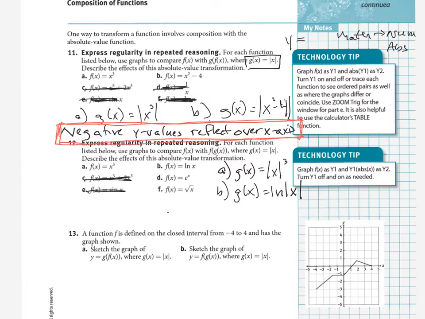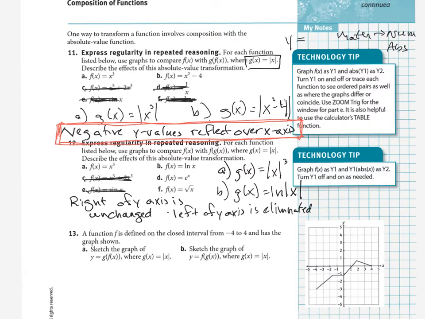This is a tricky transformation and maybe one that is hard to describe. So let me do my best to make this concise. To the right of the y-axis is unchanged. So anything to the right of the y-axis, that graph stays the way it is. Left of the y-axis is eliminated. It's not there. So if you had anything to the left of the y, it's just gone. You just ignore that part of the graph, and it's replaced with the right side reflected.